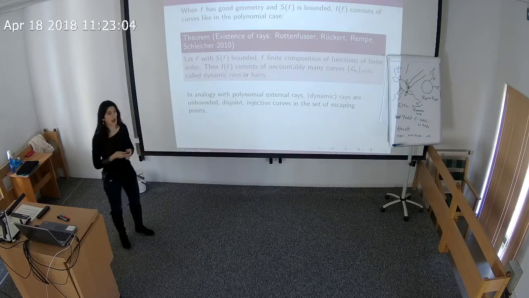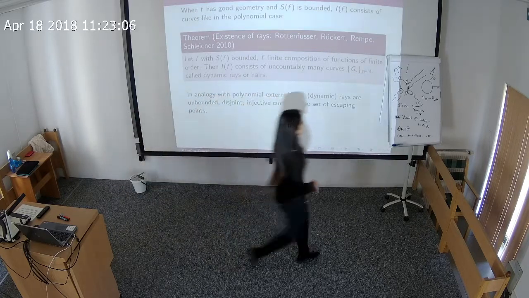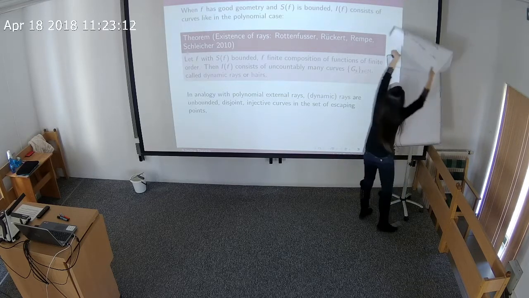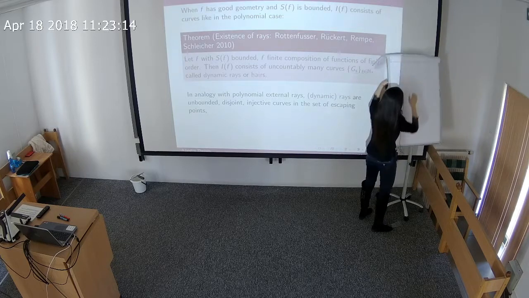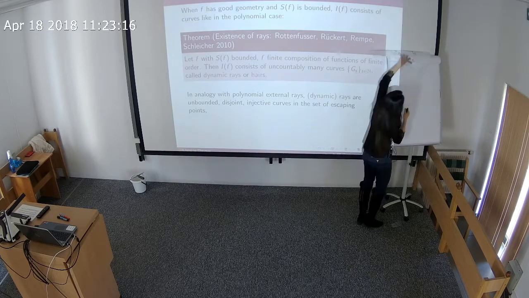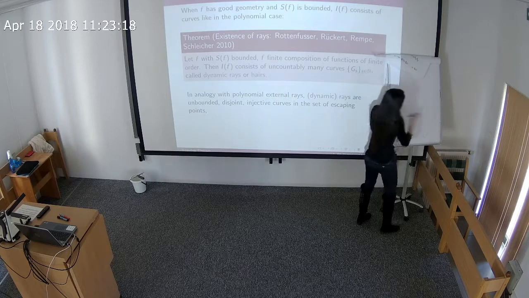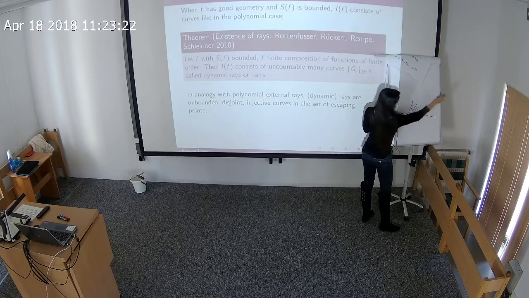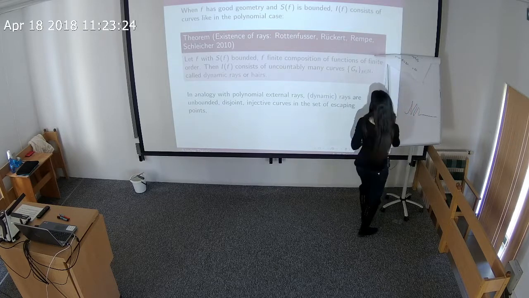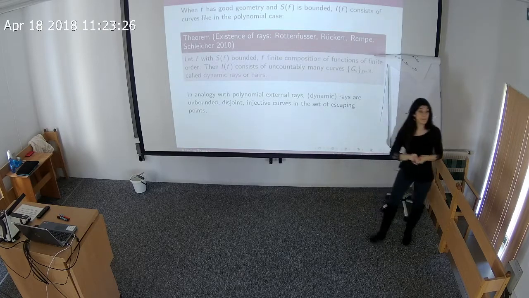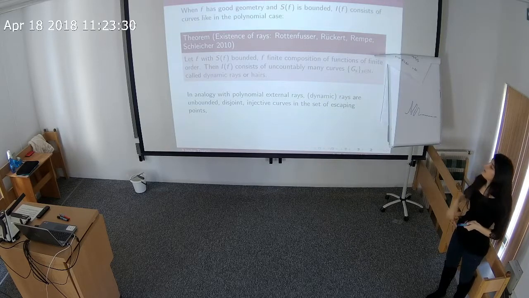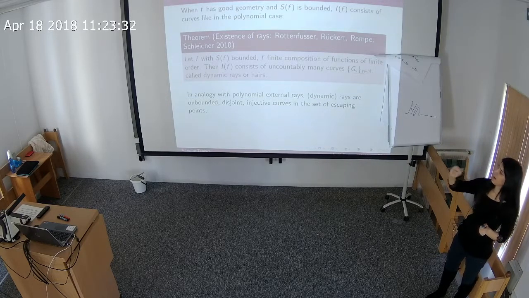So what should you imagine these dynamic rays to be? You should just imagine them to be, like in the polynomial case, some curves which start nicely when you are near infinity, and then when you come into a compact set, they may start accumulating, going back to infinity, and doing weird things. But, yes? I'm stuck in the first sentence. So let's take a function with bounded set of singular values.